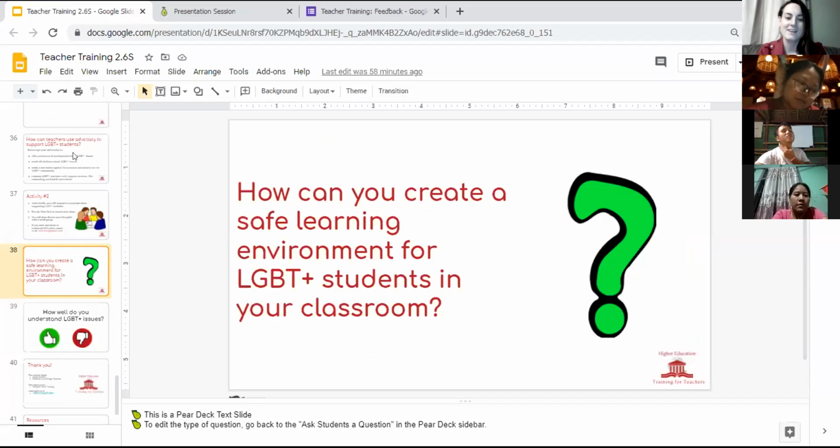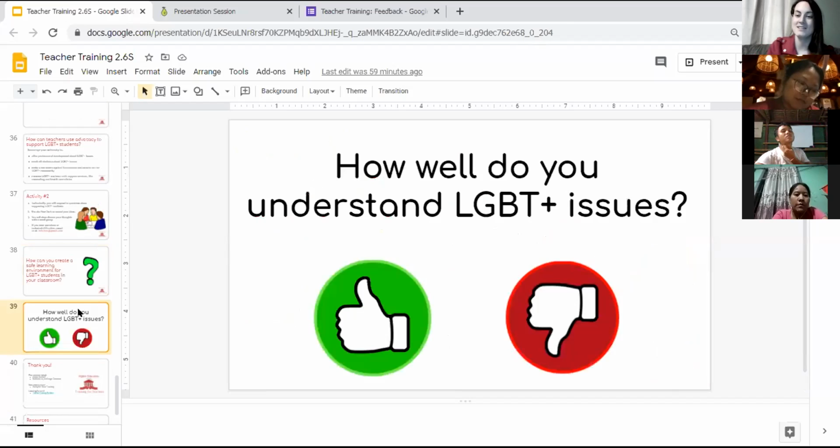So I mean, we're kind of running out of time. So I think most of this, of how to create a safe learning environment, we've kind of gone through a lot. So I'm going to just move to this.